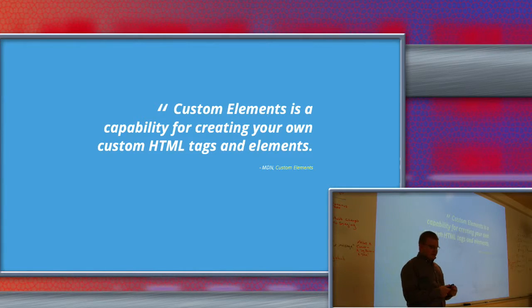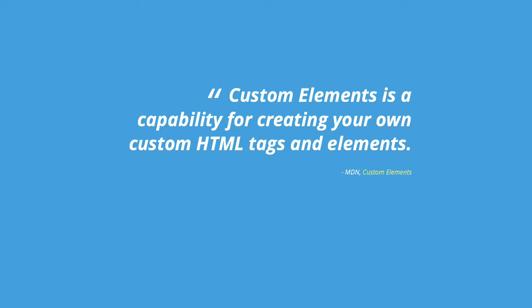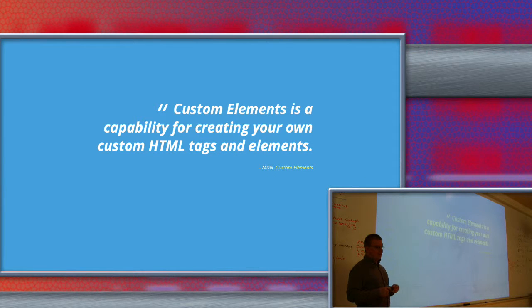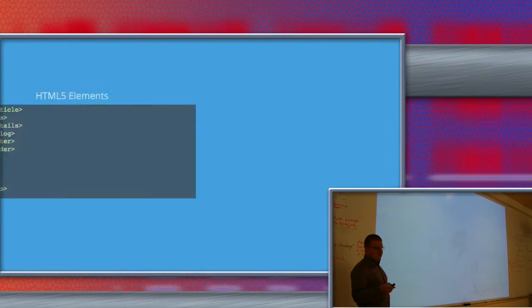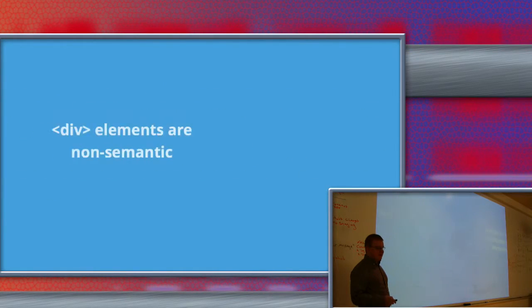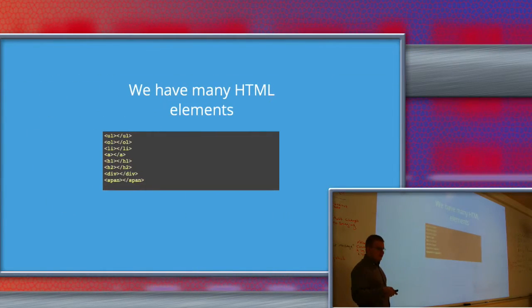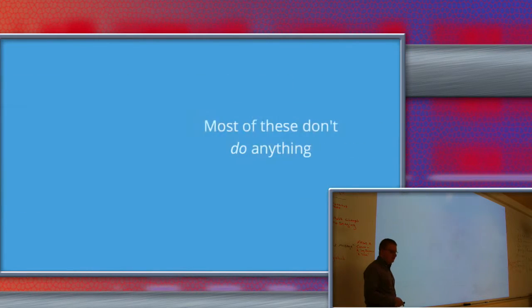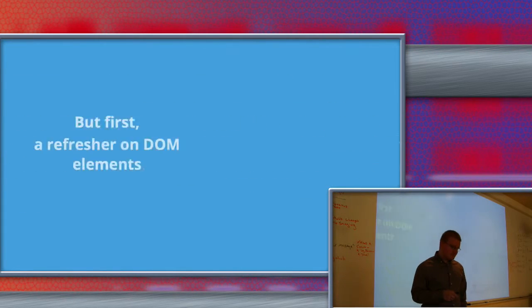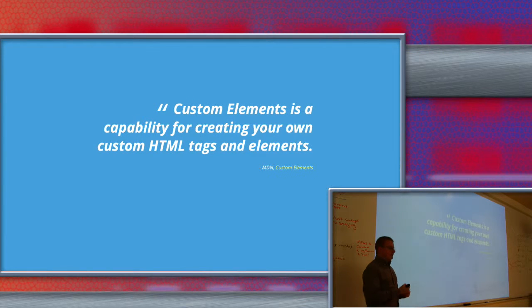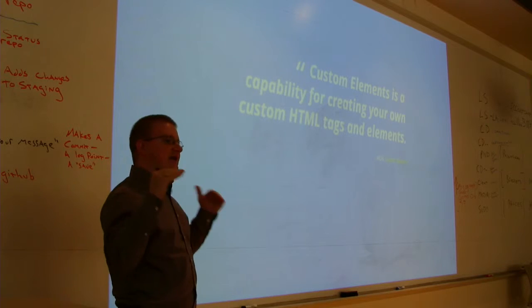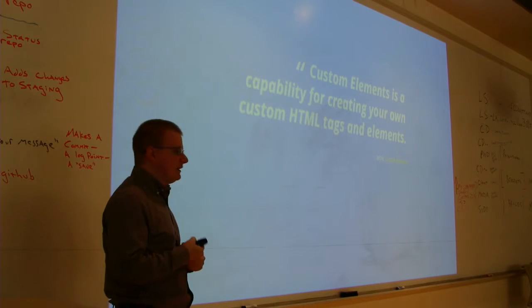On MDN, this is how they define custom elements. Custom elements are the capability for creating your own custom tags and elements in HTML. I think this is huge. This is really interesting, that we're not limited to this list of HTML5 elements or old school HTML elements. We can make our own. And that's really interesting. So that's the last cornerstone of web components, this ability to make our own elements.